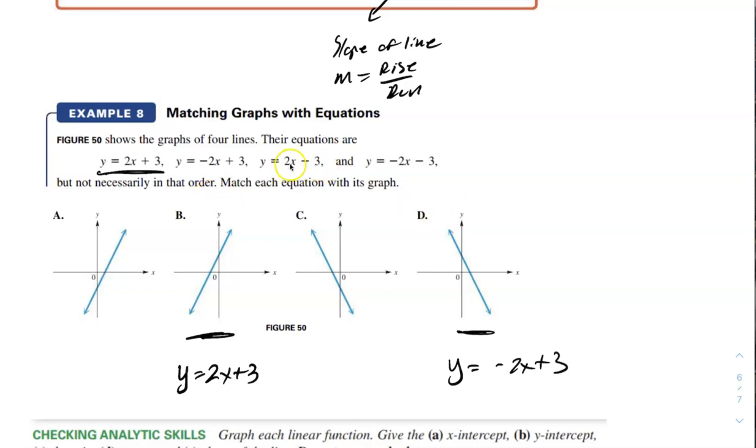Next one, y equals 2x minus 3, so it has a positive slope but a negative y-intercept. So positive slope and negative y-intercept, that's this one. Negative y-intercept but a positive slope. And then this one will be the last one, a negative slope and a negative y-intercept. So it should be crossing the bottom down here and it has a negative slope. So there you go.